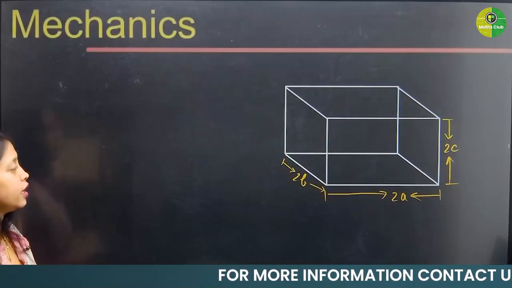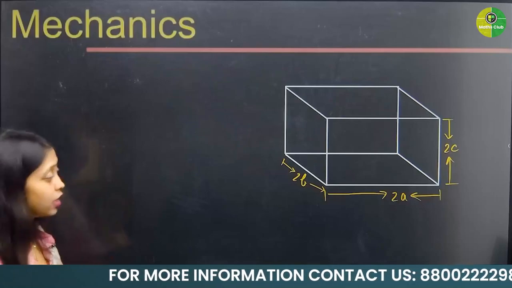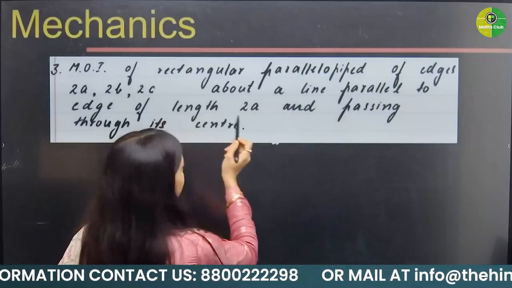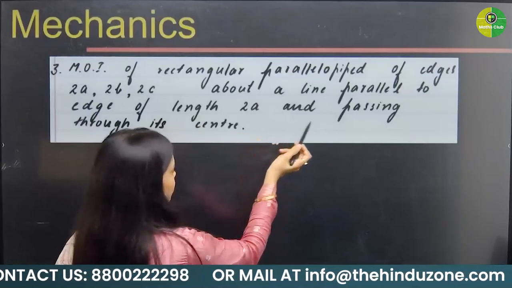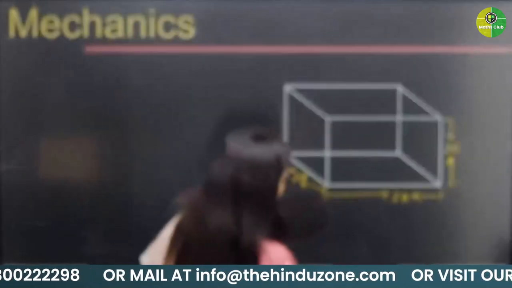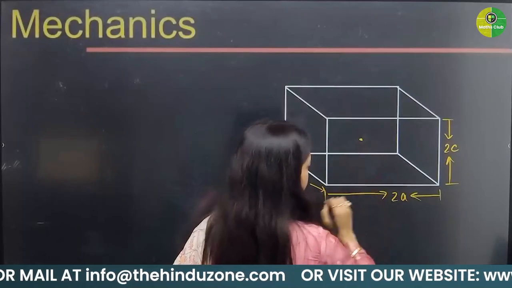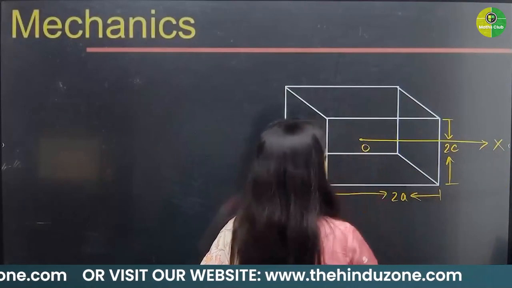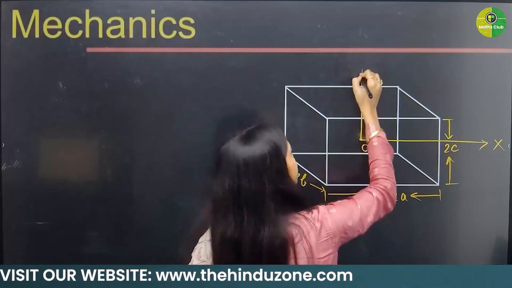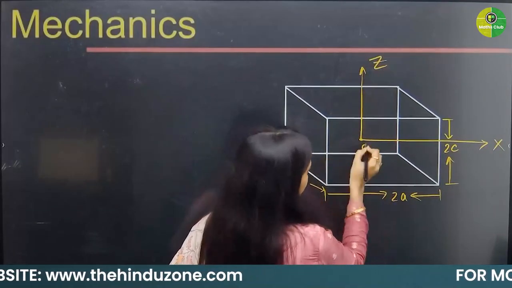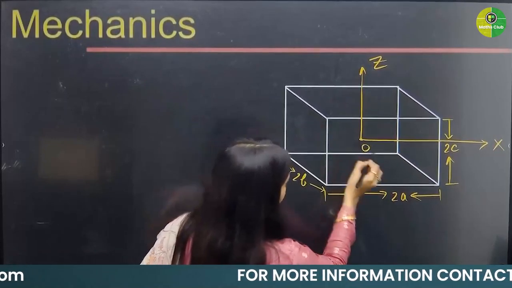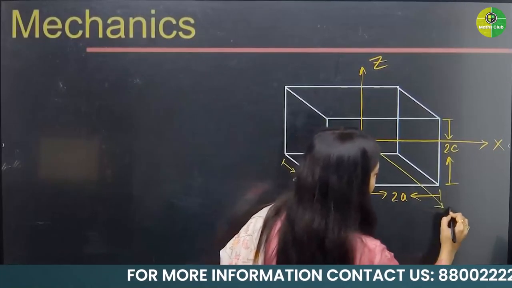Now I have to take a rectangular. Let's draw a line also. The line is passing through the center and is parallel to one of its edges, that is, the edges of length 2a. So from the center and parallel to this, let it be OX. Let it be OZ. Let this be OY.